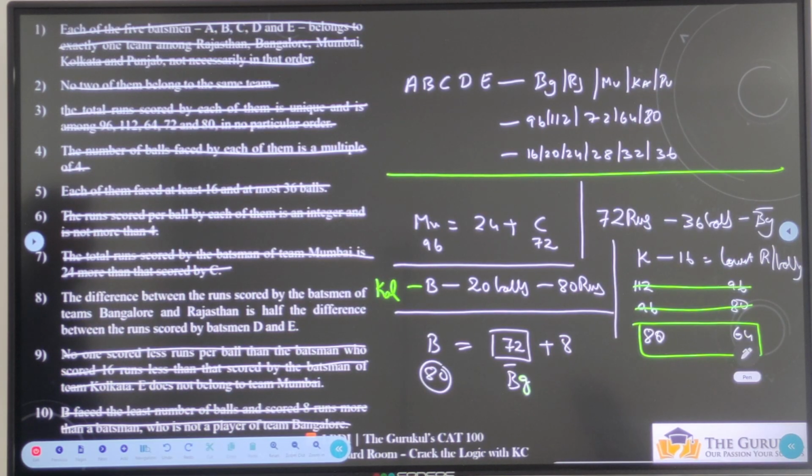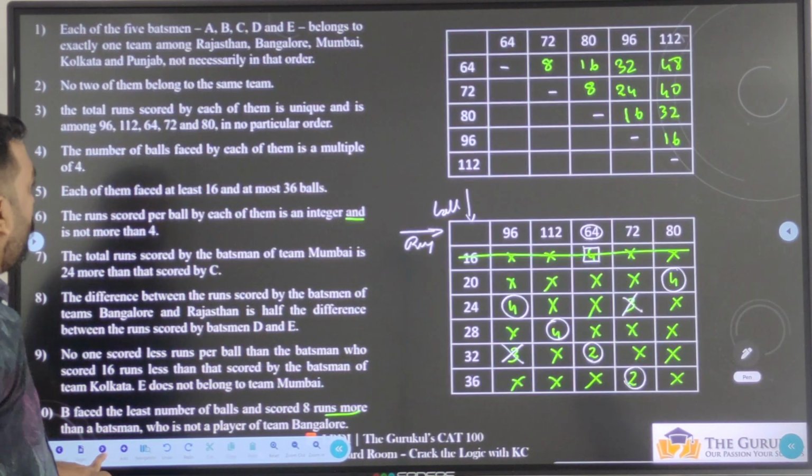I know Calcutta is 80 runs. I know Mumbai is 96 runs. If 80 and 96 are done, 64, 72 and 112 are left out.